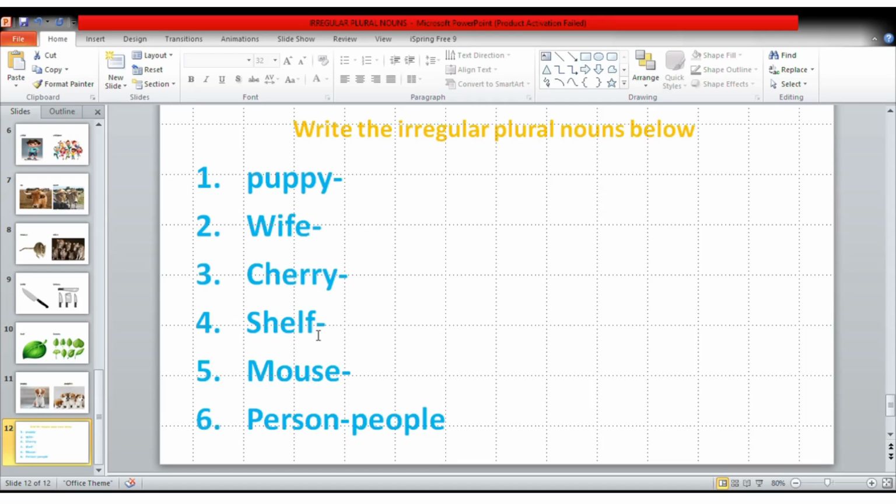Shelf, it is ending with F. So what do you drop and what do you add? Mouse, remember we have learned about mouse. So hope you are still remembering. And the one that I had not told you about was person, and the plural of person is people.